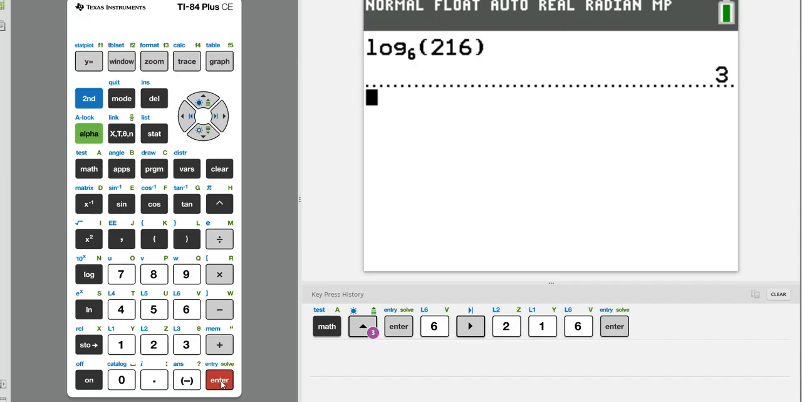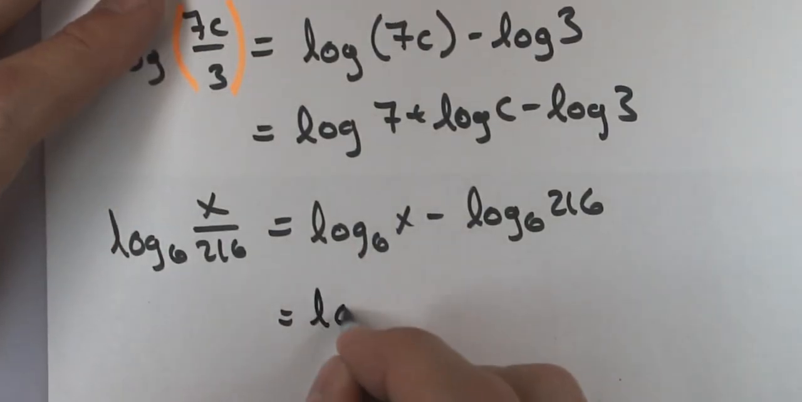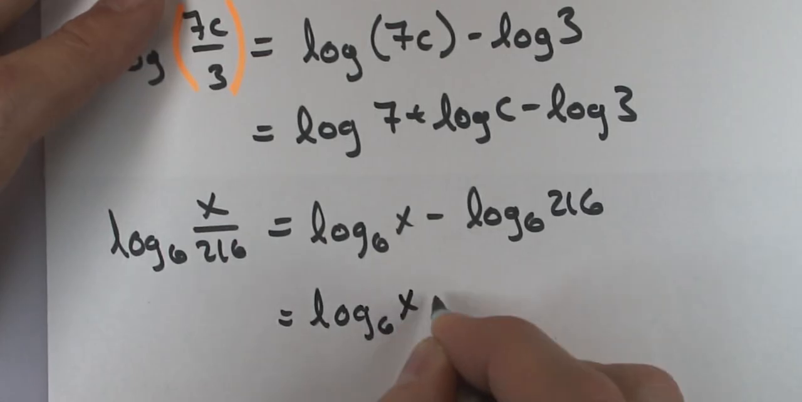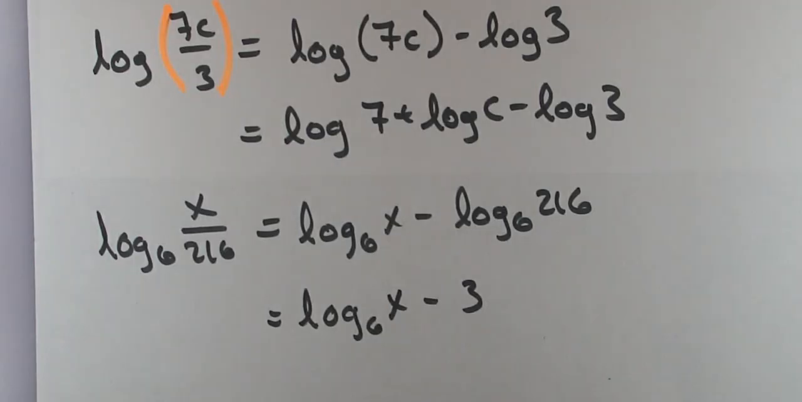Well, log base 6 of 216 is 3, because 6 to the third power gives you 216. Oh, isn't that special? That's really cool. I would have given a lot of money to have this key when I was a student. That's so helpful. All right, so what's that mean for us? Well, let's just put in that 3 there. It says log base 6 of x minus 3. And that's it. We're done with that one.